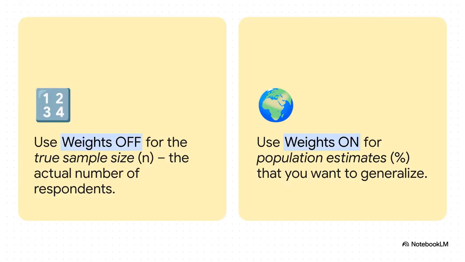Now, this leads to a really crucial point in survey analysis: weights. Here's the simple rule to remember. If you want to know the actual number of people who took your survey, the true sample size, turn the weights off. But if you want your percentages to represent the entire U.S. population, not just the people you talk to, you have to turn the weights on. This is the key to making your results meaningful for everyone.